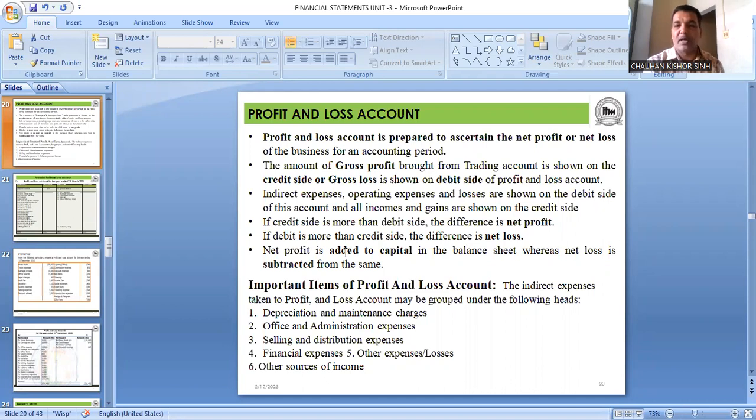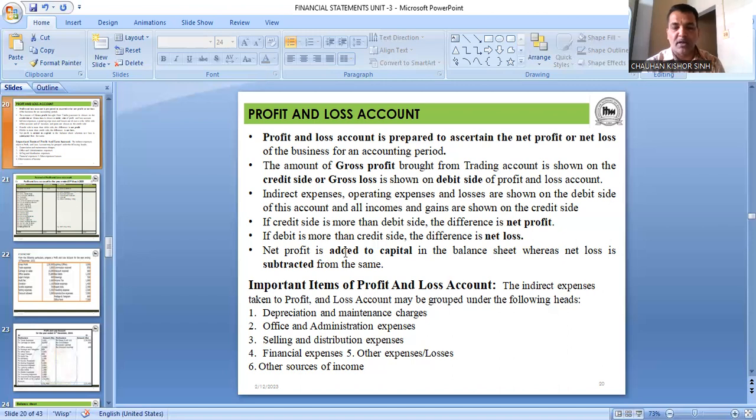Apart from income from sales, which we record in the trading account credit side, if any other income is given, like discount received, rent received, commission received, dividend received, interest received, any type of other income, they are recorded on the credit side of the profit and loss account.